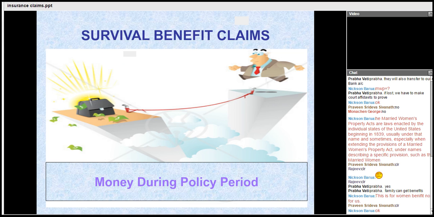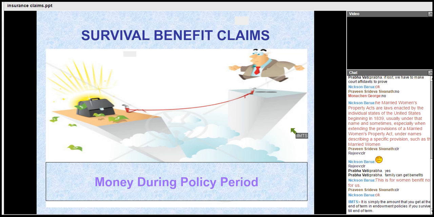What is the survival benefit claim? Does anyone know about it? Or should I tell you about it? See, it is simply the amount paid to a person under a term or endowment policy if he survives till the end of the policy term.